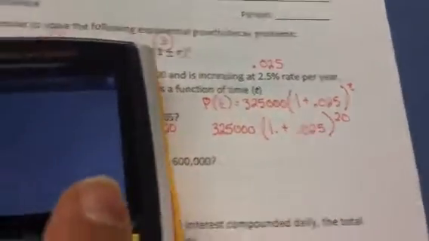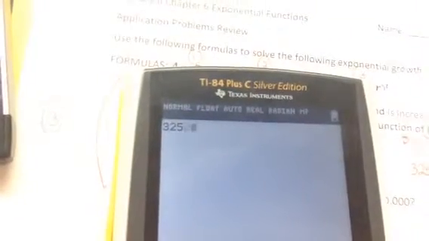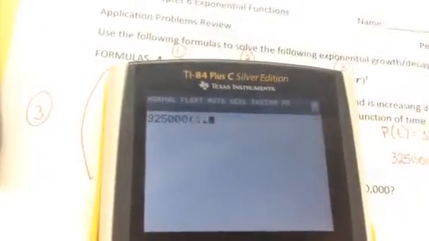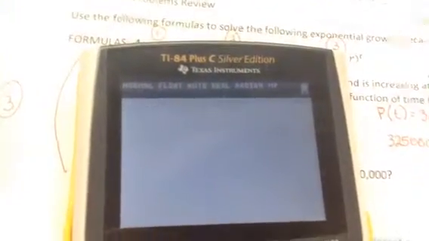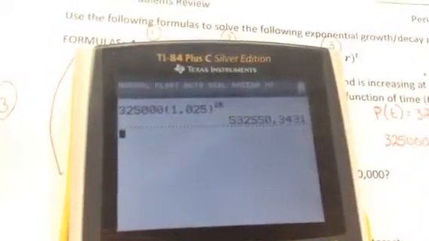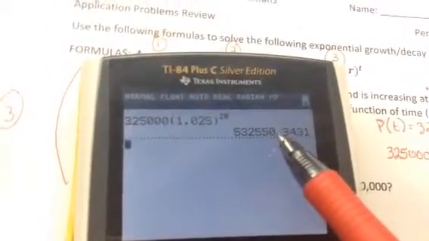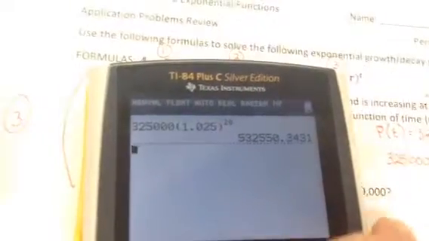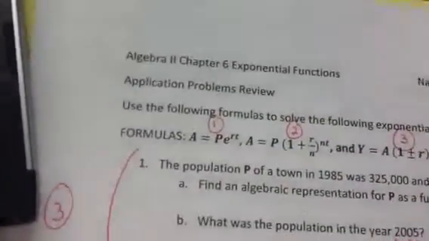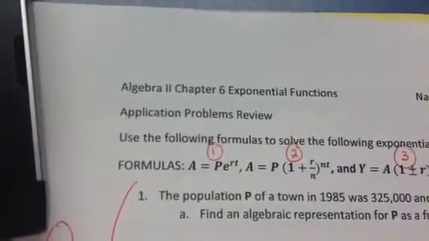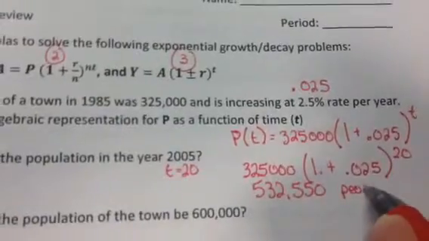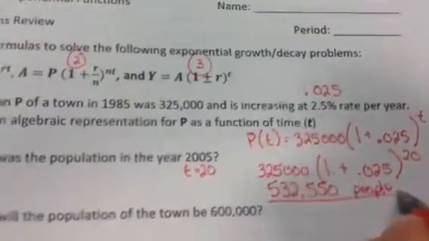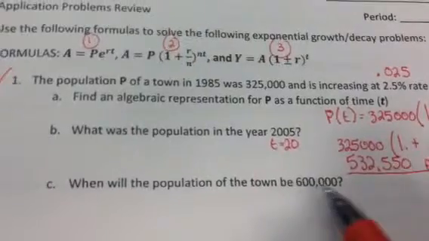So I'm just going to go here and type this into my calculator. So pretty simple. And I know that I'm typing this in, but you guys should be practicing typing this in as well. So now, it doesn't say anything about rounding, but this is people, so I'm just going to go for the nearest person and drop that decimal off. So 532,550, whoops, you can't see that, people. This is my answer.